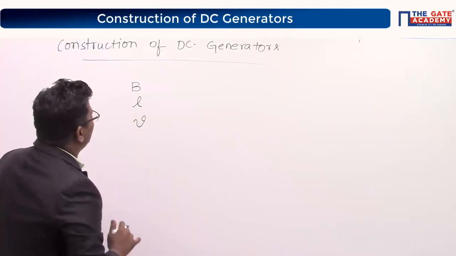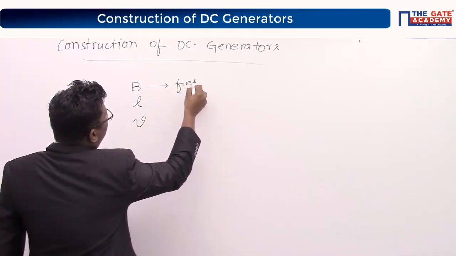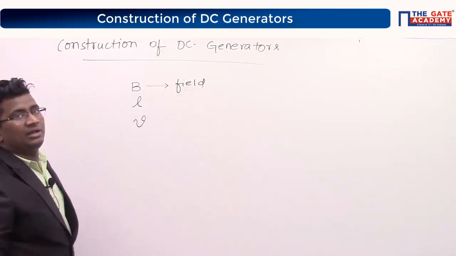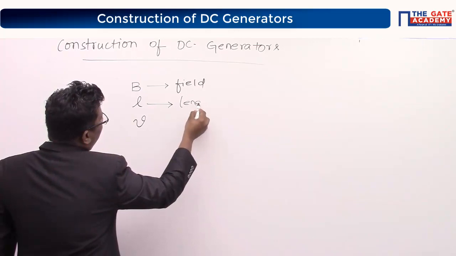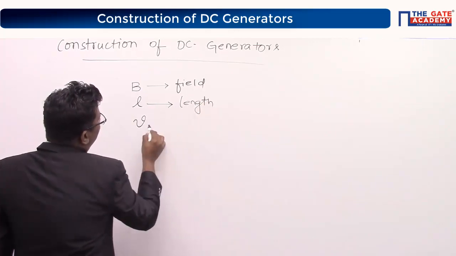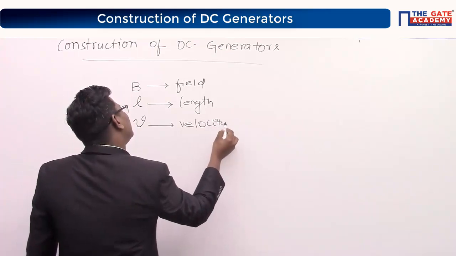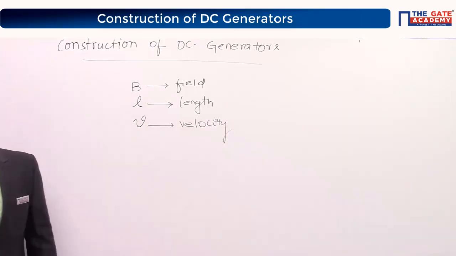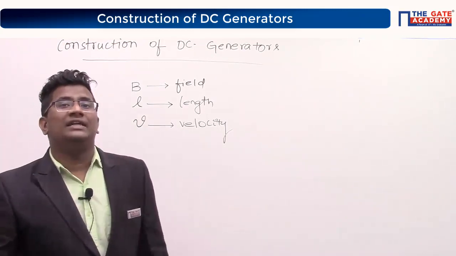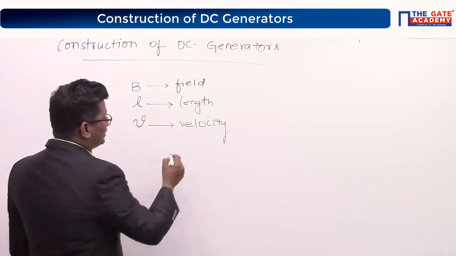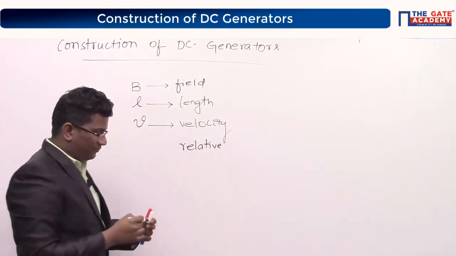Now, this is field. This is length of the conductor. This is velocity or relative velocity? Tell me. Relative velocity. Okay?